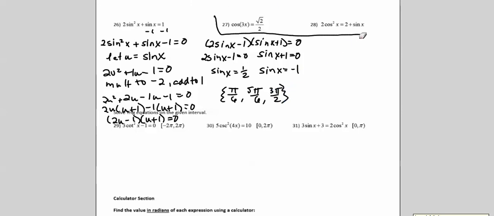Alright, I think I have space to do 28, but for 27 I'm going to need to go to a new page. So let's add a new page in here, and we'll write problem 27. Cosine 3x equals root 2 over 2. Alright, so there has to be some angle where the cosine is root 2 over 2, and there are actually two angles. So that would be in the first quadrant at pi over 4, and in the fourth quadrant at 7 pi over 4.